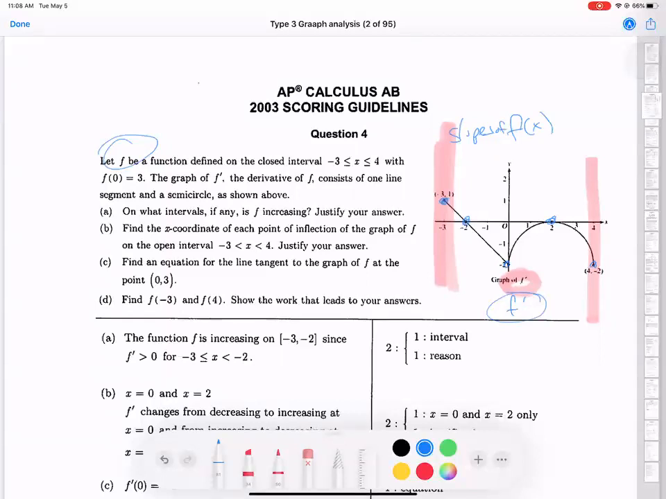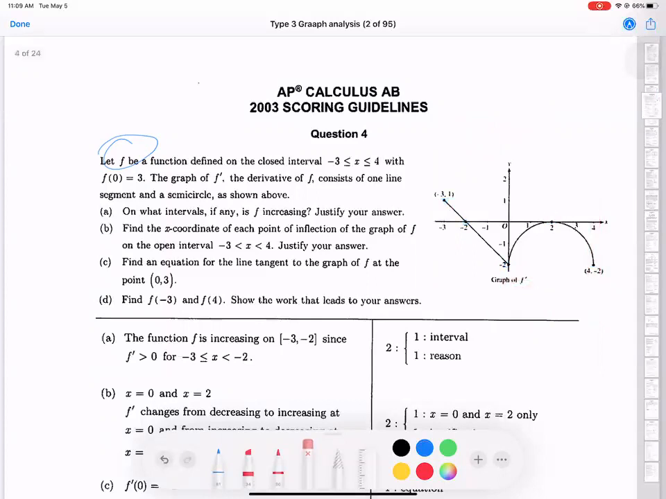A lot of times you can see this and all of a sudden think that this is the graph where the y value would be 1. The y value is not 1. The slope is 1. Okay? So be careful about that. So let's go ahead and start the questions, knowing that this is f prime.